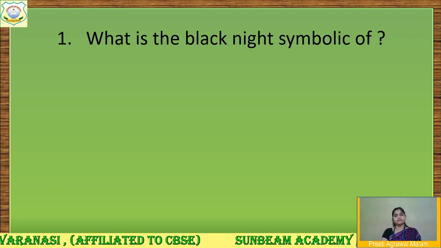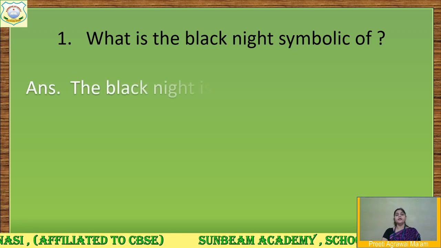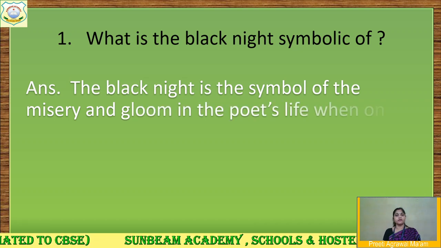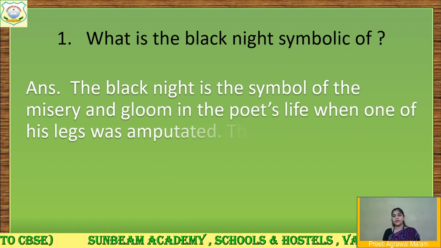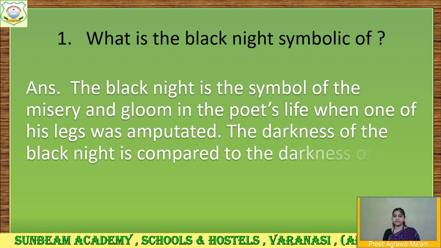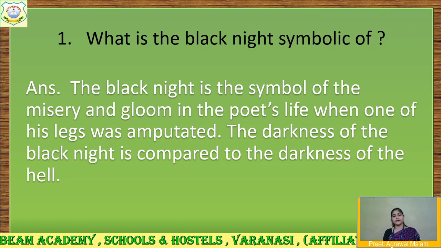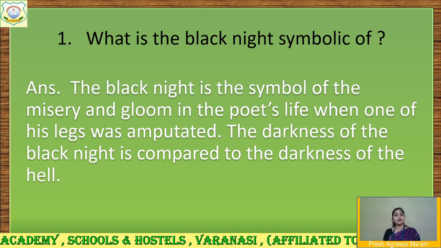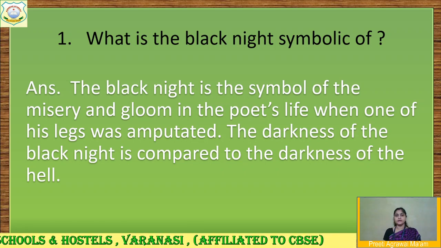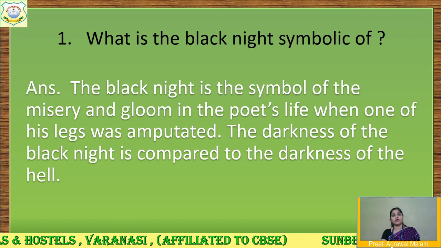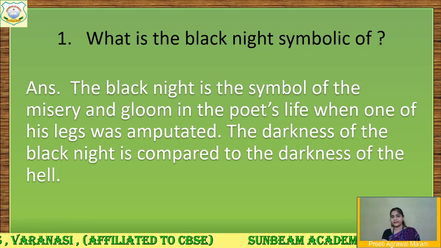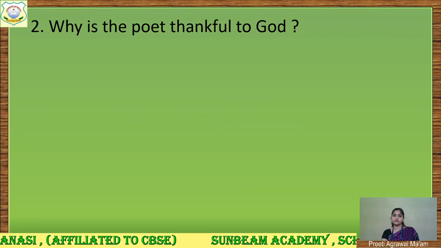Now just see what is the answer. The Black Knight is the symbol of the misery and gloom in the poet's life when one of his legs was amputated. The darkness of the Black Knight is compared to the darkness of hell. So here the Black Knight is the symbol of the gloom and the misery. This only we had discussed. Now let's move to the second question.